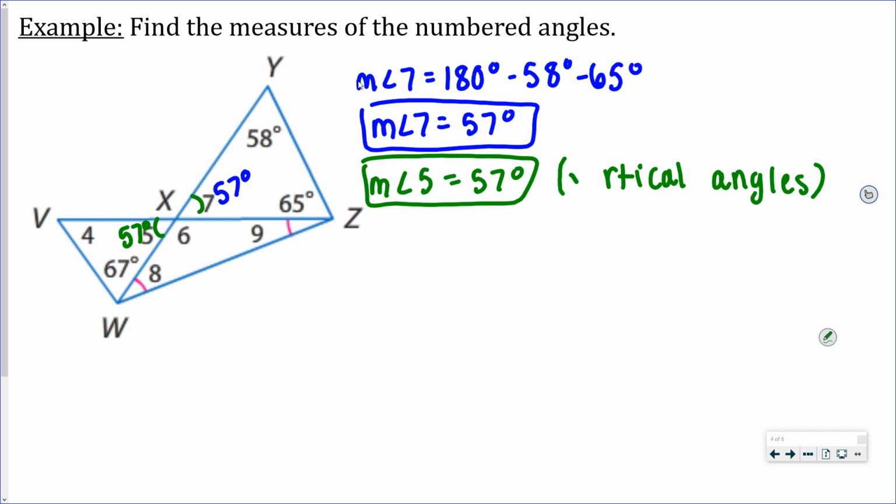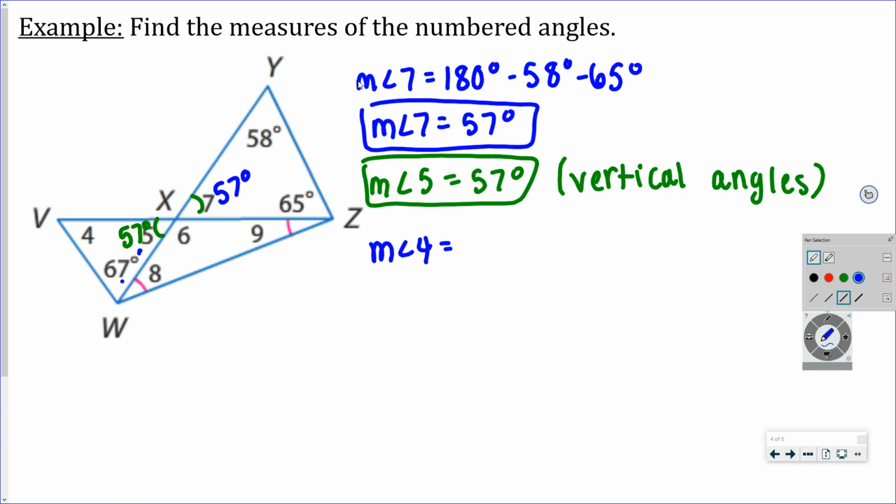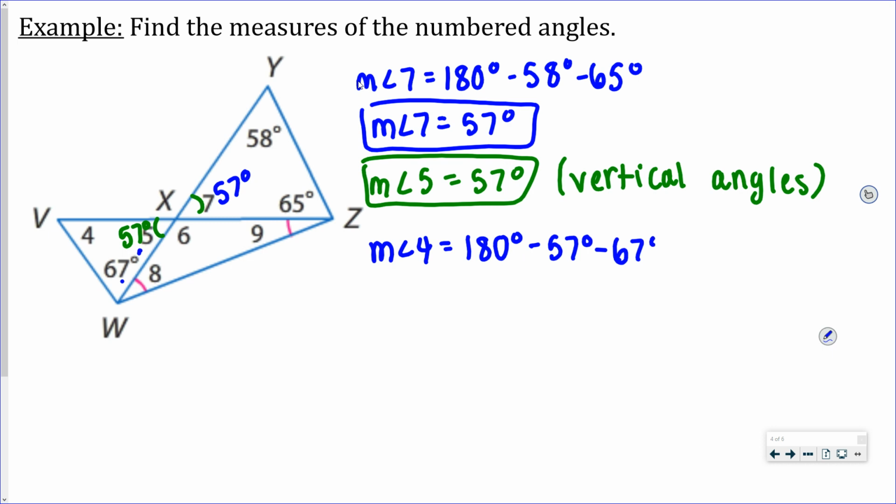Tech, which one do you want to find next? What angle? What number? 4. Sure, let's do 4. All right, Tech, how would I do that? 57 plus, or no. Yeah, you could, I mean, you could do it that way. 57 plus 67 equals 180. Subtract that from 180. Yep. Your thinking was right there. So 180 minus 57 minus 67. Or you could add those together and then subtract it from 180. That's fine. Oh, let's see. I got 56.